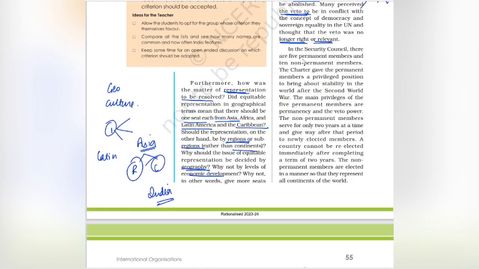But again the problem was that in the Security Council there are 5 permanent and 10 non-permanent members. I have already explained you, in the Security Council 5 permanent and 10 non-permanent. These 5 have veto power, right? Now these 5 permanent members are in a privileged position, right? And they are a part of the United Nations just because they have this veto power. Just imagine why would a country like USA be a member of such an international organization.